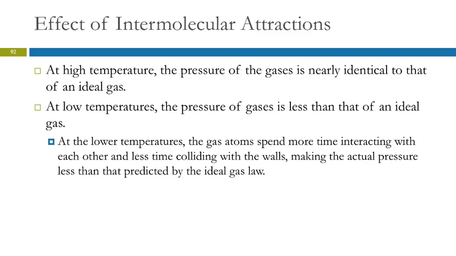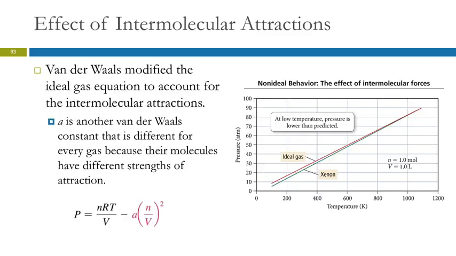So at low temperatures, the gas atoms can interact more with each other. They'll spend less time colliding with the walls, and so the pressure goes down. The pressure will be less than predicted by the ideal gas law. Here's a graph showing that.